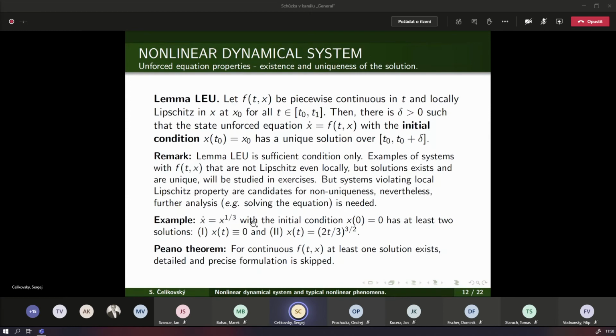So here is a typical example which is repeated in all textbooks, that this equation with initial condition x0 has at least two solutions. You can check it simply by substituting. The first solution is identically equal to 0 and the second solution is this one. The advantage is that once you know some solution, you can check that it is a solution very simply.